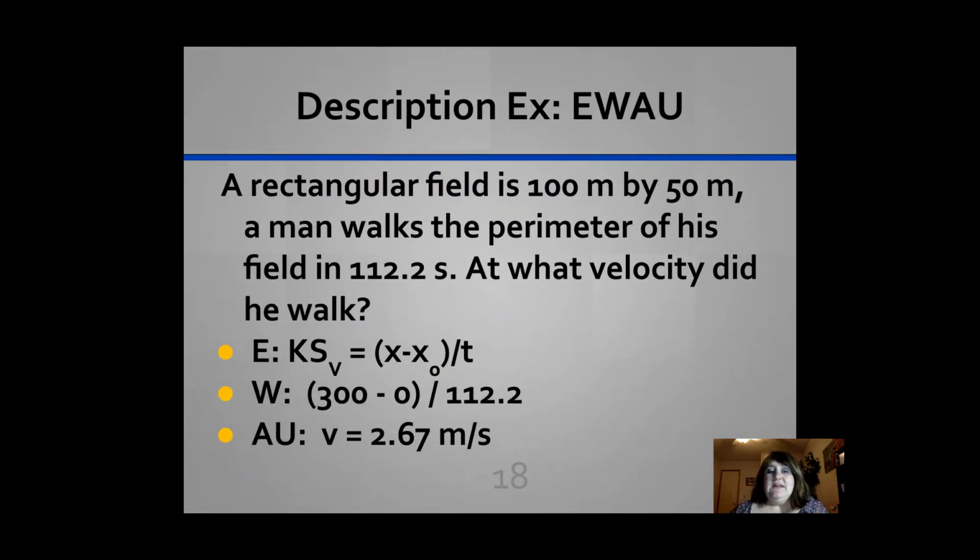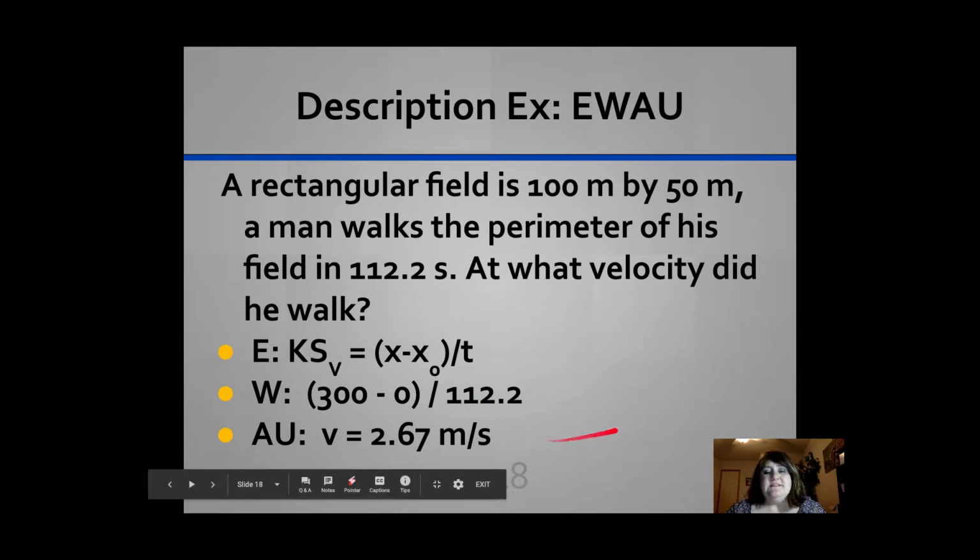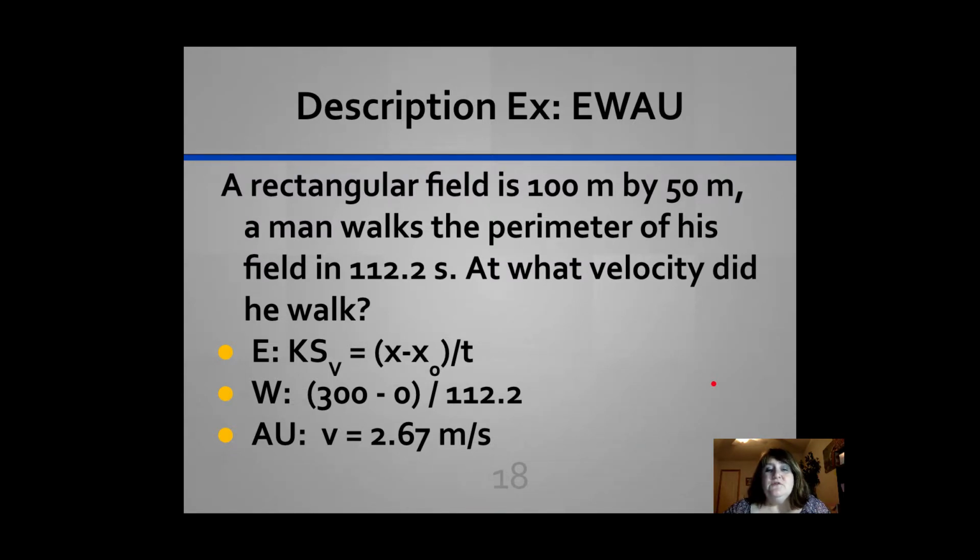Then we have to do an EWA, equation work answer units. And we are going to talk about that kinematic simple solved for velocity is going to be x minus x naught over t. X being 300, x naught being 0, and time being 112.2. Do the math, you get 2.67, 2 decimal places are generally sufficient, meters per second.